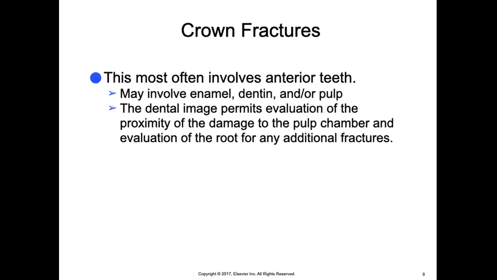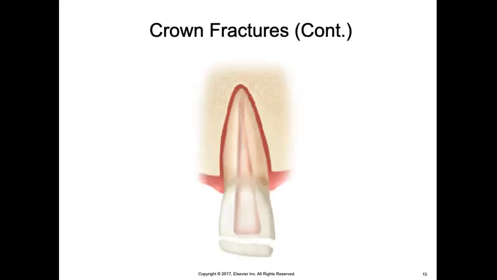Crown fractures most often involve the anterior teeth. I'll say this again. Crown fractures most often involve the anterior teeth. They can involve enamel, dentin, and or pulp. And the dental image allows evaluation of the proximity of the damage to the pulp chamber and evaluation of the root for any additional fractures. So most crown fractures result from accidents involving some type of fall or motor vehicle accident or something of the like.